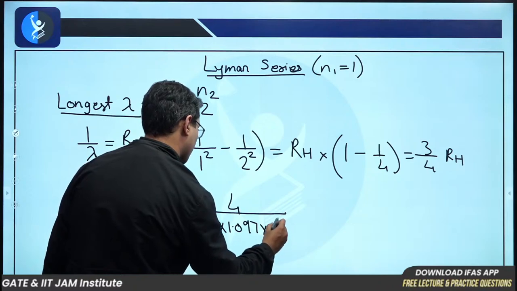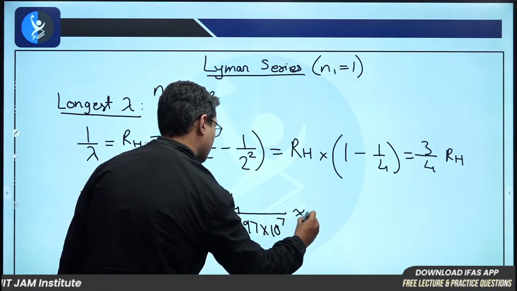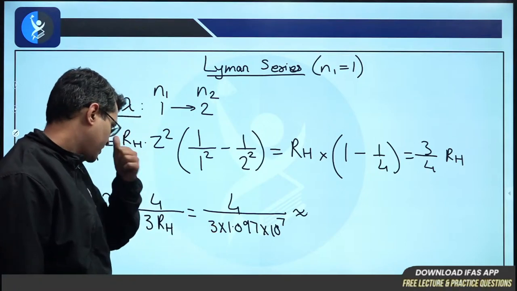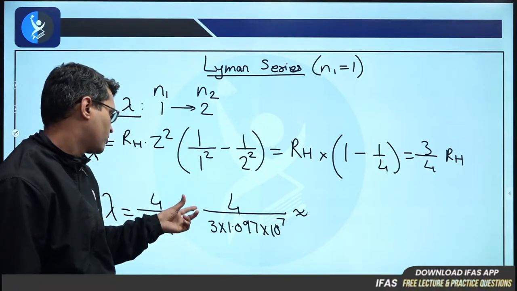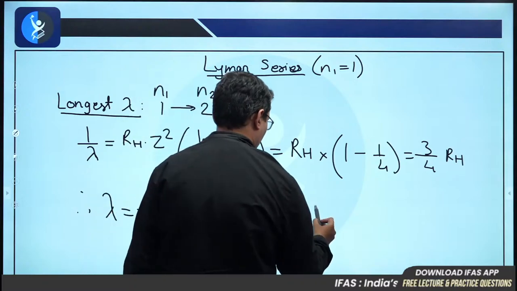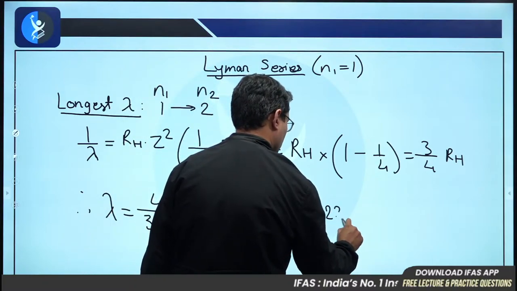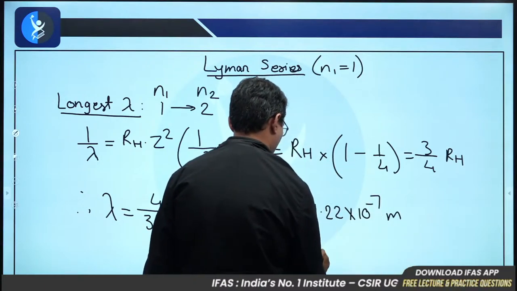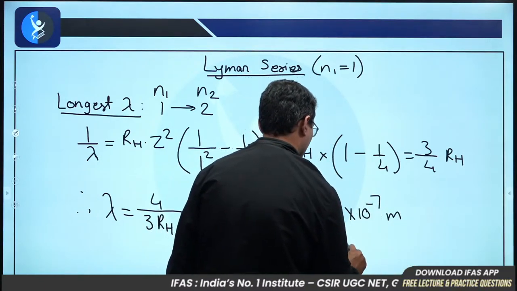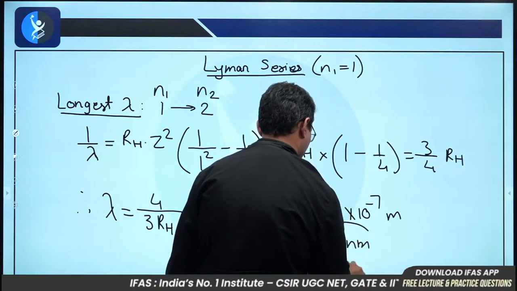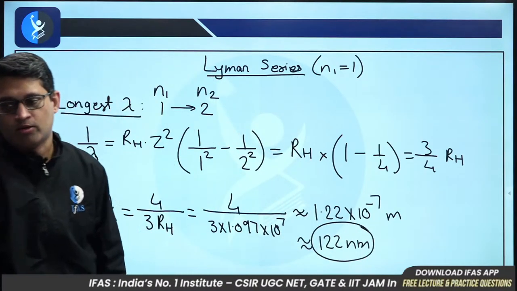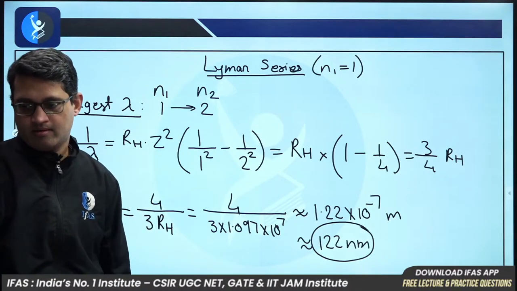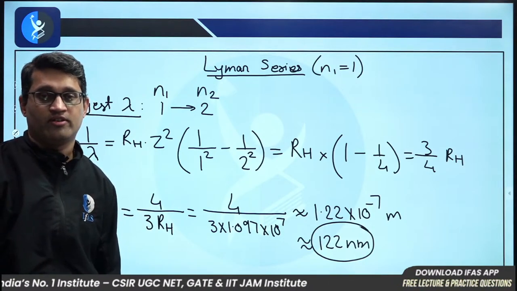That is 4 divided by 3 into 1.097 into 10 raised to 7. If you calculate this, it is approximately 4 upon 3.3, which means this will be close to 1.2 into 10 raised to minus 7 meters, which is 122 nanometers. That's the longest wavelength of the Lyman series.